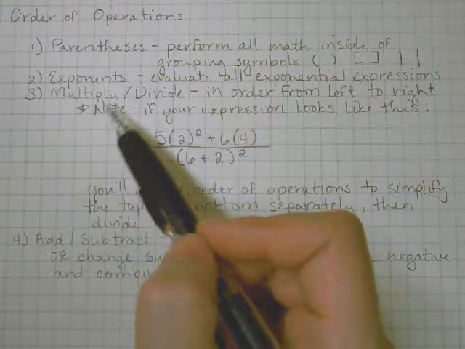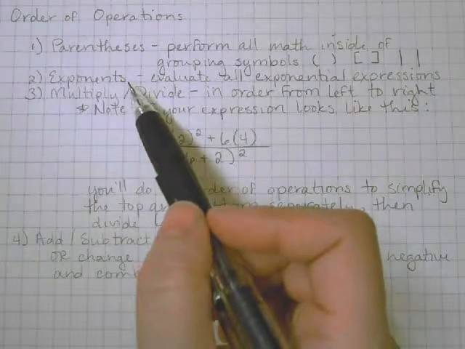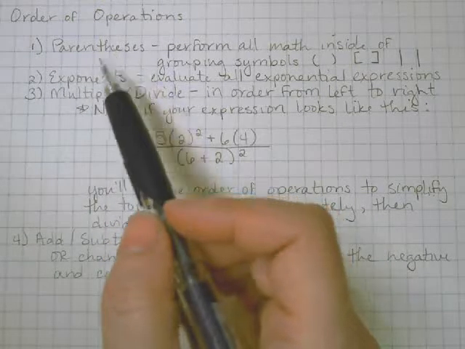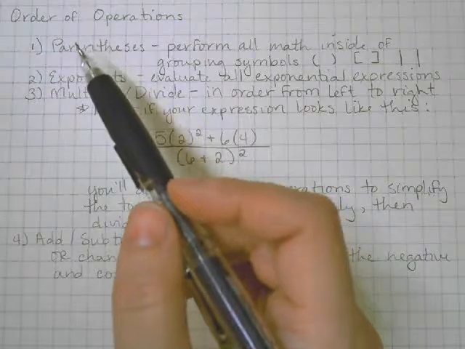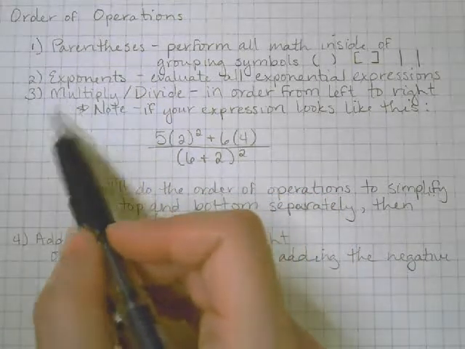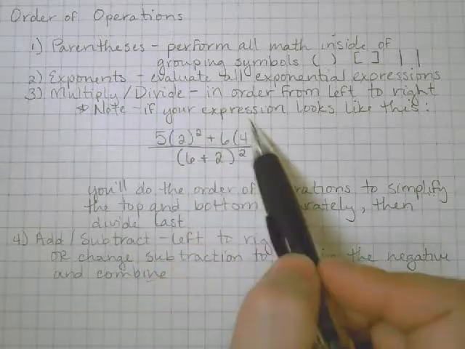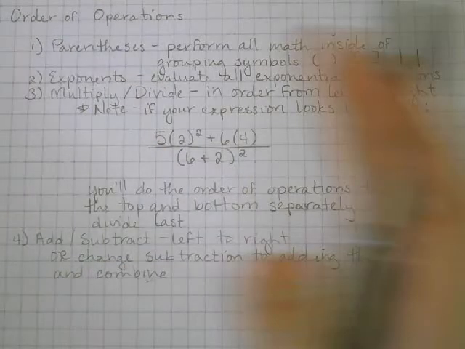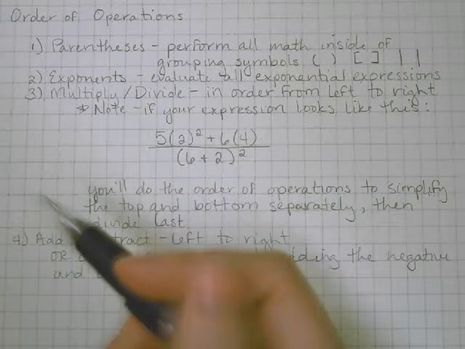Then you move on to the exponents. Evaluate all exponential expressions. So you do the 2 squareds, you do the 3 to the 5th, that kind of thing. You do all those first, or second, sorry. Then you multiply and divide in order from left to right. So in English, we read from the left side to the right side. We do the same thing in math.